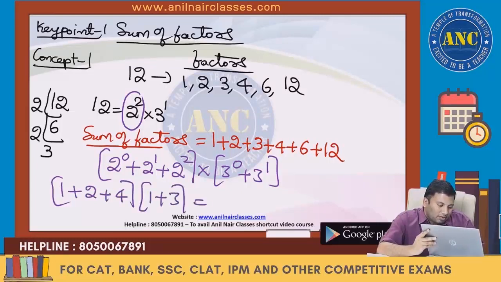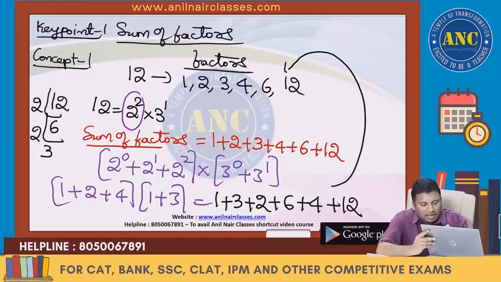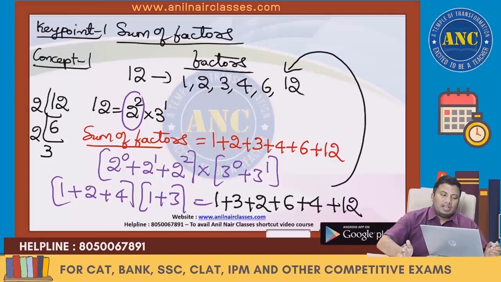Let me see what will happen if I multiply these numbers. 1 1s are 1, 1 3s are 3, 2 1s are 2, 2 3s are 6, 4 1s are 4, 4 3s are 12. Can I say this is nothing but the sum of the factors?